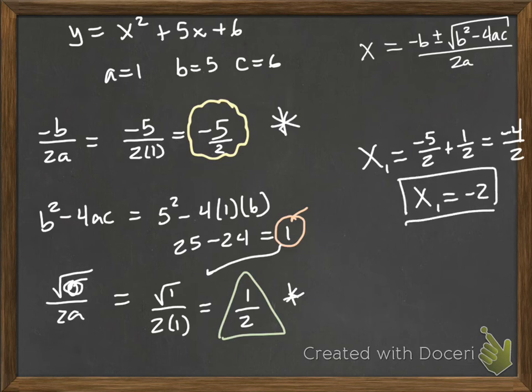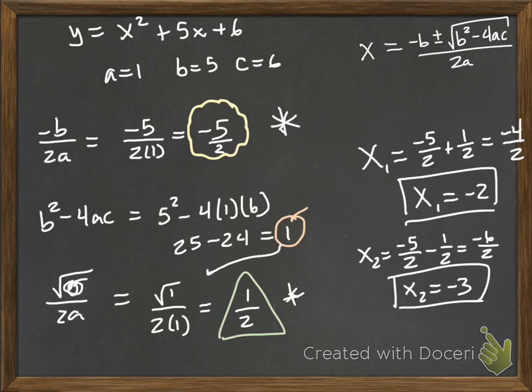Okay. Then for my x2, I do the exact same thing. Only, so I have negative 5 over 2, and now I'm going to subtract. So minus 1 over 2. That gives me negative 6 over 2. So my second x is negative 3. So that's how we apply that.